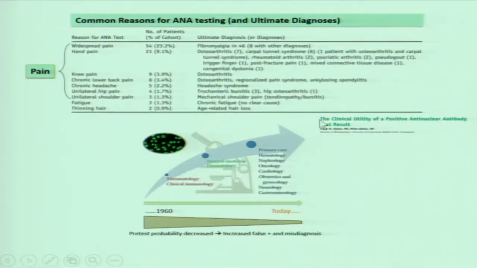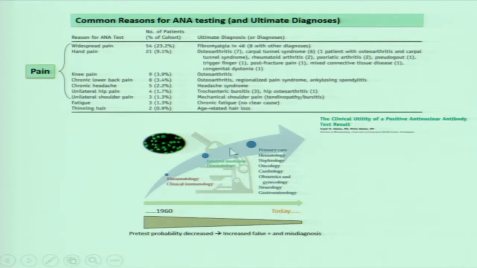Now, what were the common reasons for ANA testing in this study, which again, I think reflects well the problems that we face in general. Pain actually was the main reason, and you can see here different types of pain: widespread pain, mostly fibromyalgia, in about 25% of the patients with an ANA order. Hand pain, some other types of pain as well. Fatigue to some extent. So these are really the main reasons for ordering the test.